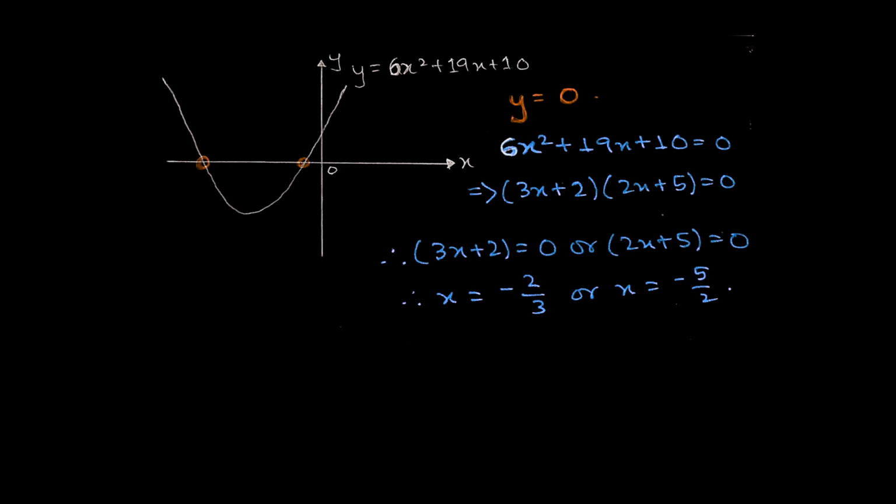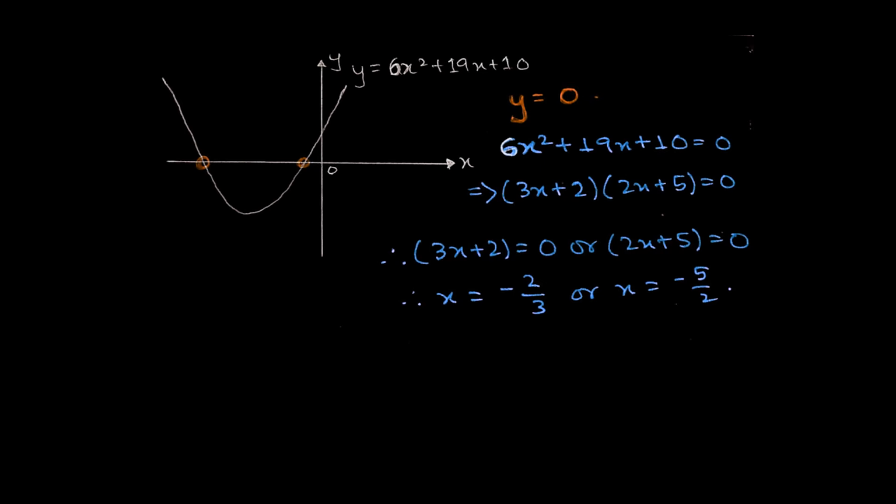Simplifying this gives us the roots x equals minus 5 by 2 and x equals minus 2 by 3. This process can only be used when the quadratic equation can be factorized. What if we need to solve an equation which cannot be factorized? In that case, we will need to use other methods.